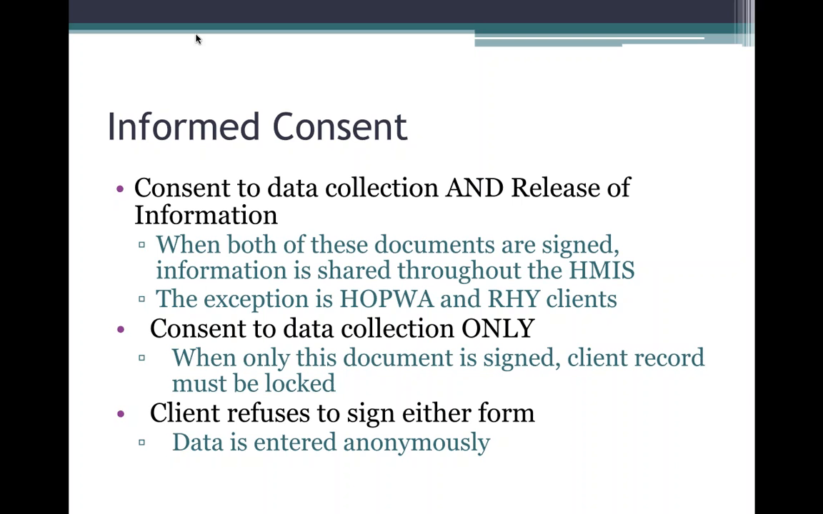So that means you would put client refused for Social Security, race, ethnicity, and gender. For the date of birth, we would ask that you put in a year that designates the client as an adult or child. And other than that, not put in the correct date and put partial date of birth recorded.